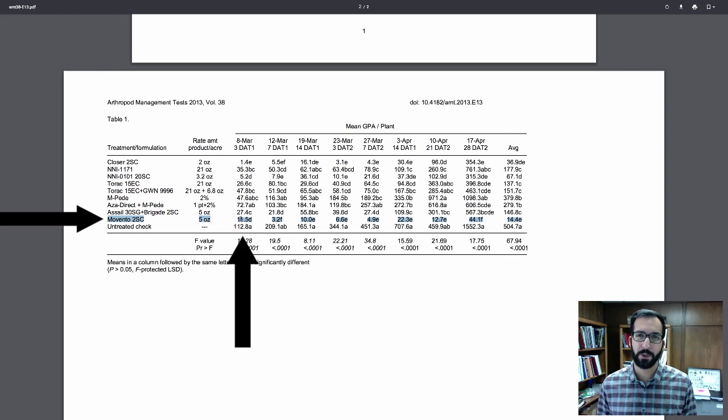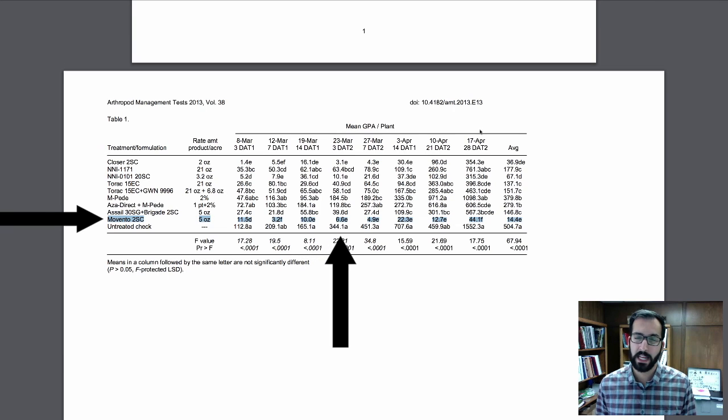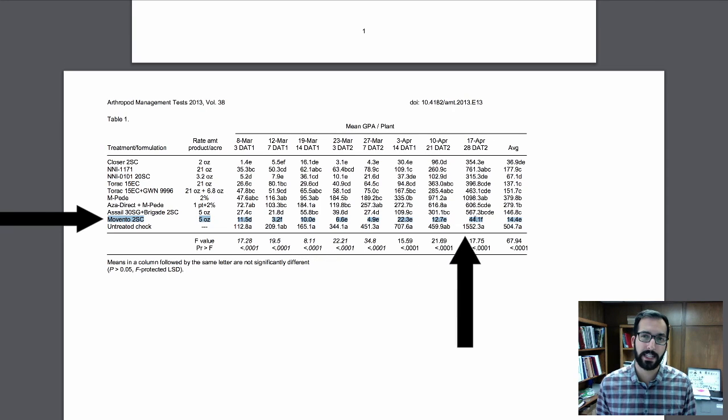Let's look at another, Movento 2SC. By 3 days after treatment, Movento is already down significantly compared to the untreated check with only 11.5 aphids per plant. In the next several weeks that proceed, the aphid numbers are at 10 and below on average per plant. Even at 20 days after the second application, we can see a big difference between Movento and the untreated check, suggesting that Movento provided good residual control.